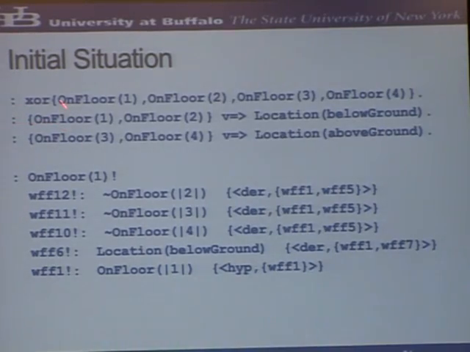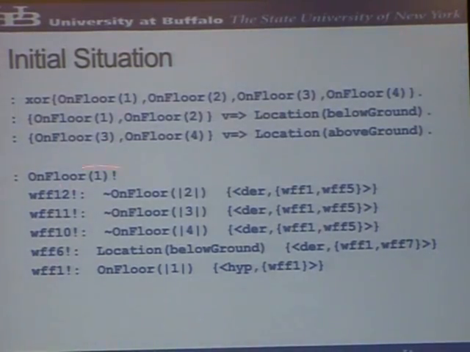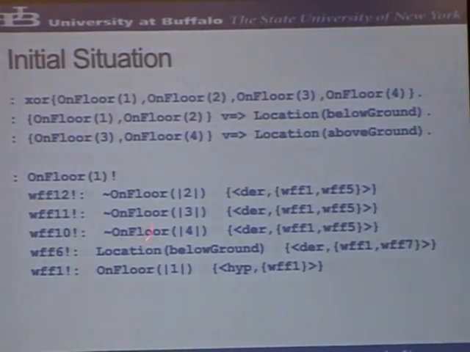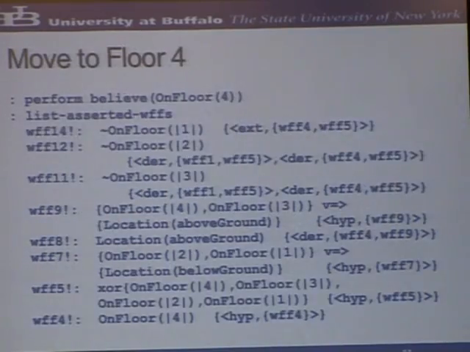So, initial situation, we're on exactly one of these floors. One and two are below ground, three and four above ground. Assert and do forward inference for on floor one. And so we're on floor one, we're below ground, and we're not on the other floors. Then, perform believe on floor four. So the way at the SNePS interaction level to get the agent to do something is to say perform, and then give it something of type act. And believe is an act, right? Believe P, believe on floor four. So you say perform, believe on floor four, and that's it. The next thing that happens is you get a prompt, pretty quickly, actually.